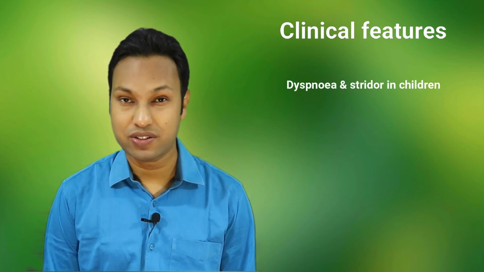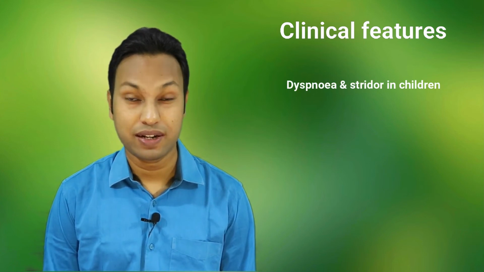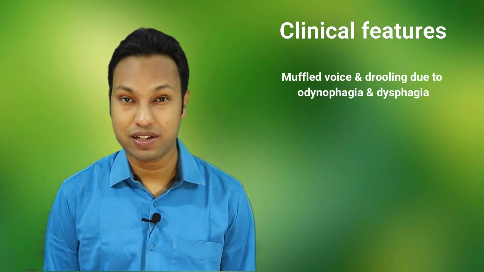Now come to the clinical features. The onset is very abrupt with rapid progression. Sore throat and dysphagia are common presenting symptoms in adult, but dyspnea and stridor are common symptoms in case of children. Muffled voice and drooling may be seen due to odynophagia and dysphagia. There is fever which may be up to 40 degrees Celsius. It is due to septicemia. The child is very toxic.